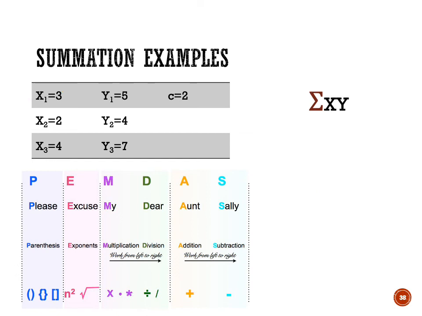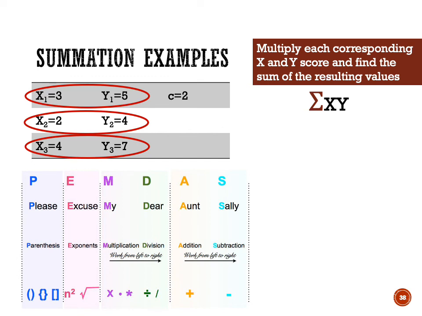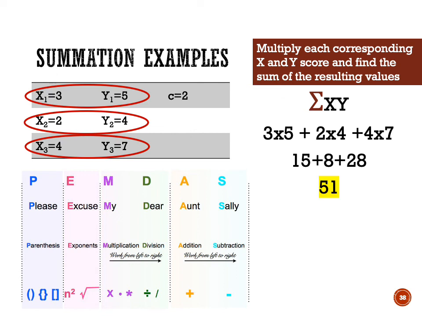Moving on to the next one, this example includes X and Y. Whenever we see the two variables side by side like this, that means we're going to multiply them together. So I would interpret this as multiply each corresponding X and Y score and then find the sum of the resulting values. I'm going to multiply X sub 1 times Y sub 1, X sub 2 times Y sub 2, and then X sub 3 times Y sub 3, and then add all of that together. Find the answers there, and then finally the answer is 51.